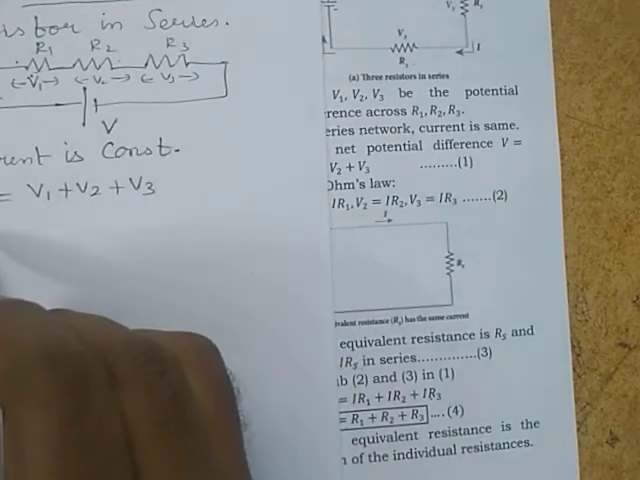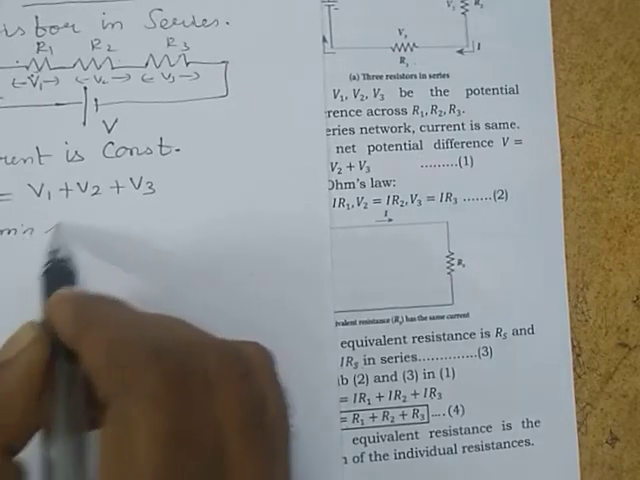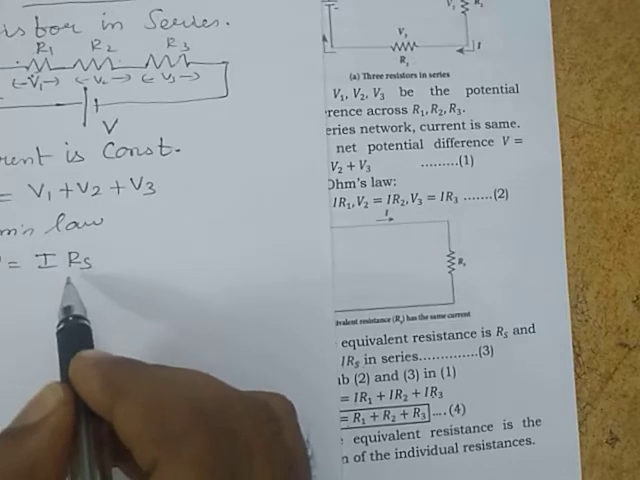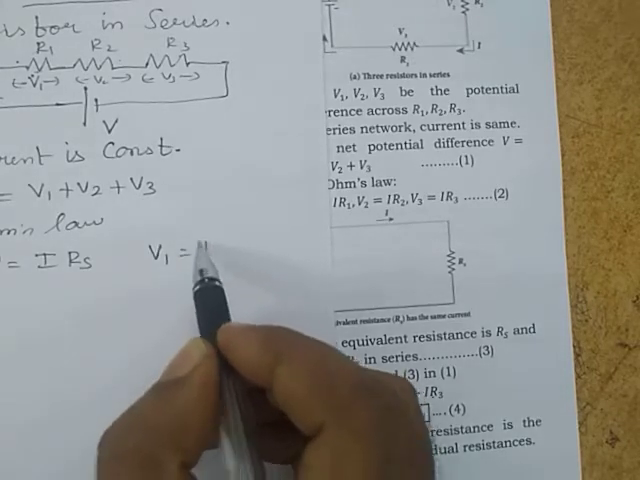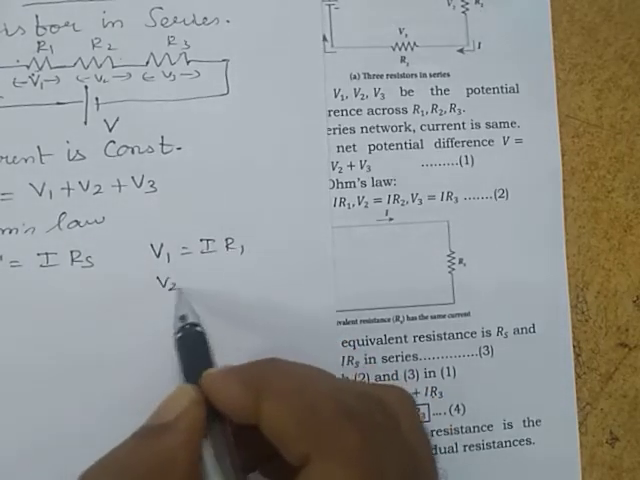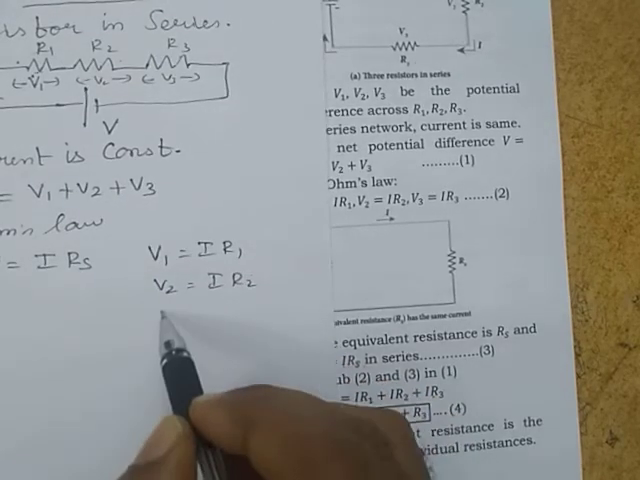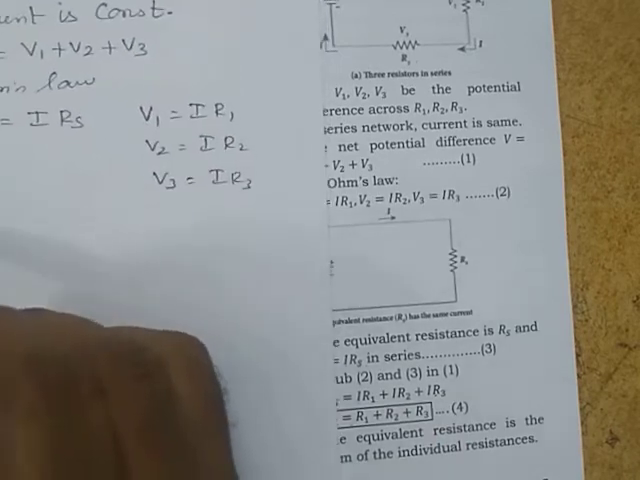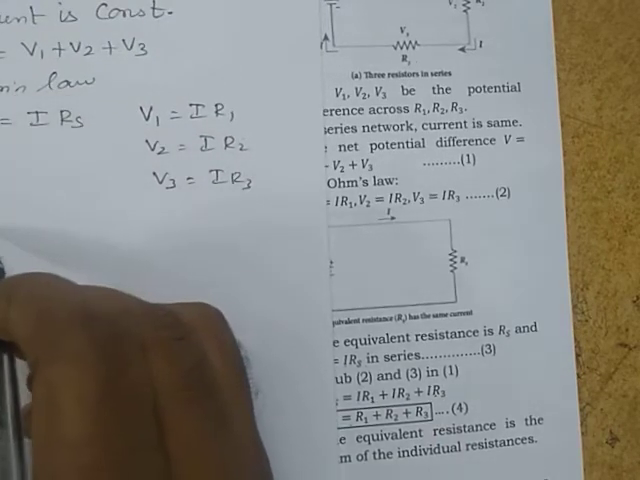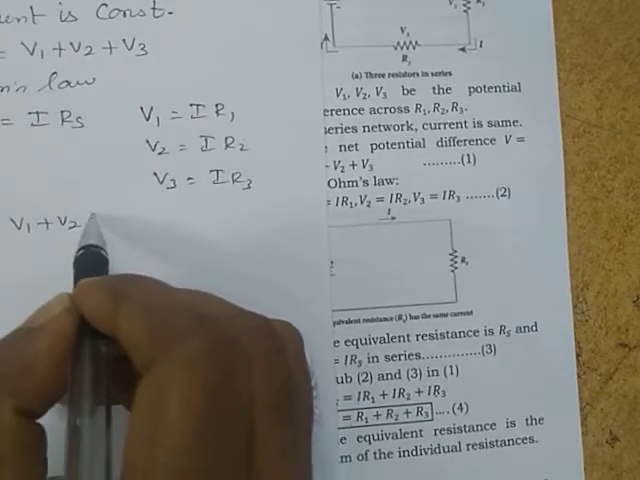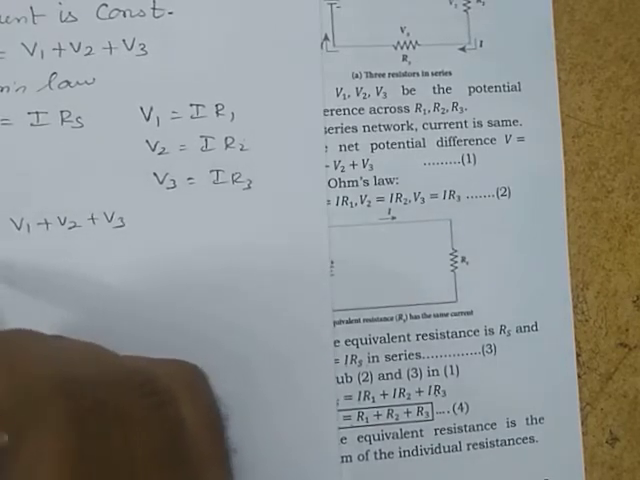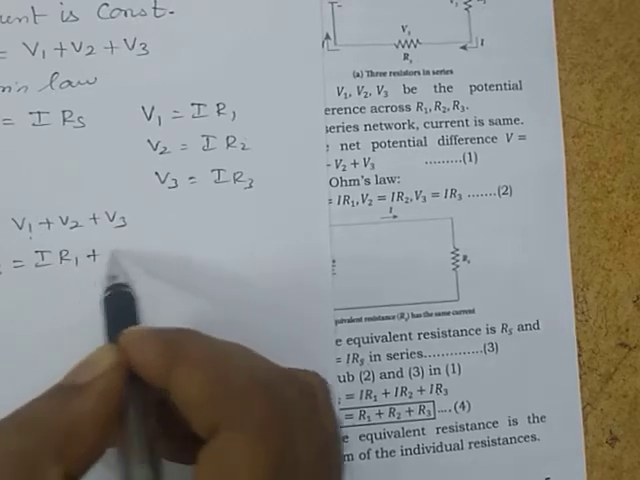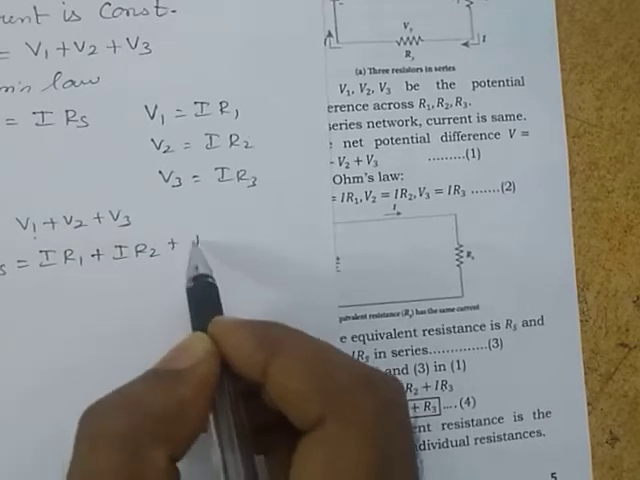According to Ohm's law, V is equal to I Rs. Then V1 is equal to I R1, V2 is equal to I R2, V3 is equal to I R3. Substituting in this expression, V is equal to V1 plus V2 plus V3, where V becomes I Rs, and V1 plus V2 plus V3 becomes I R1 plus I R2 plus I R3.